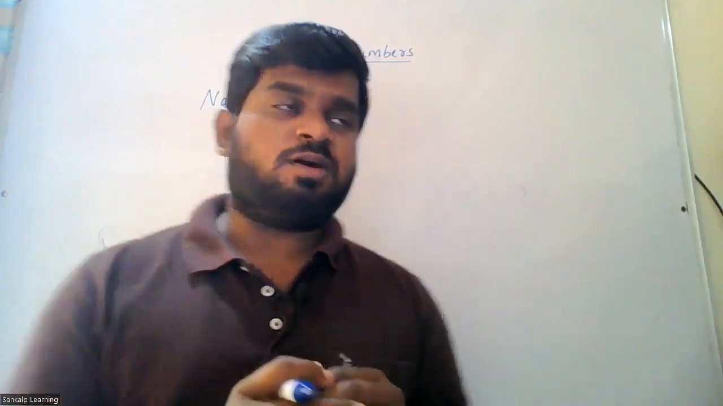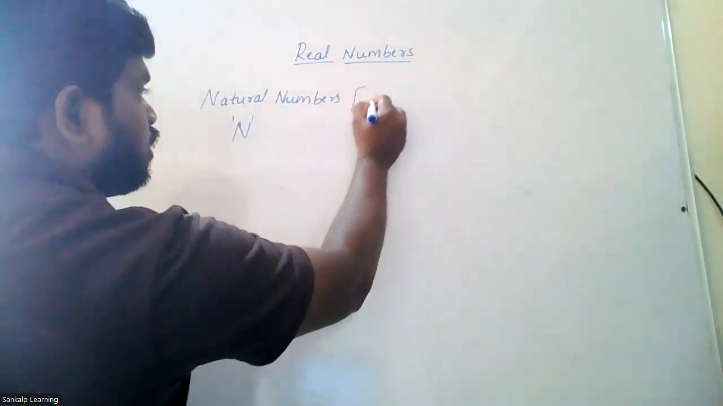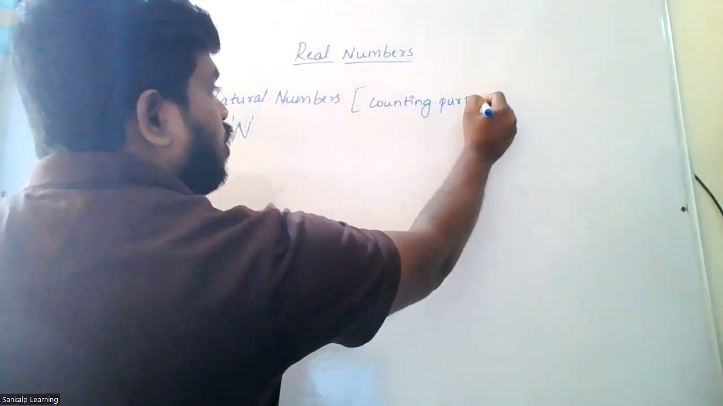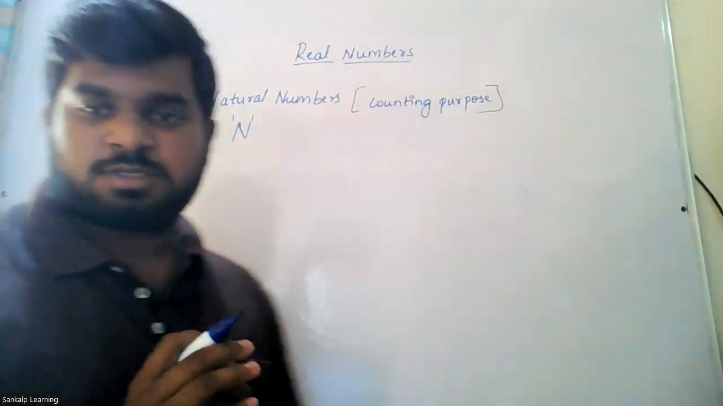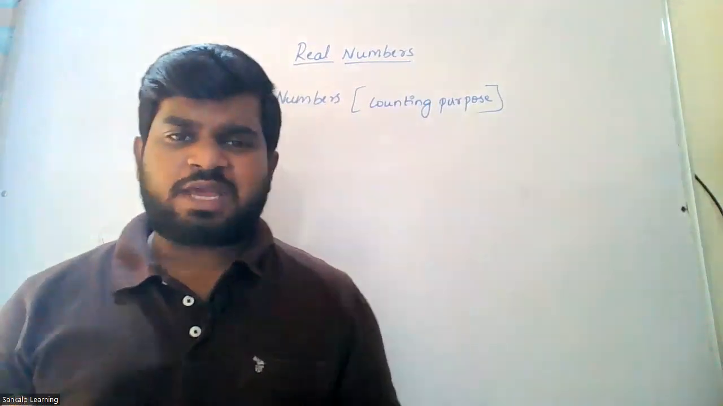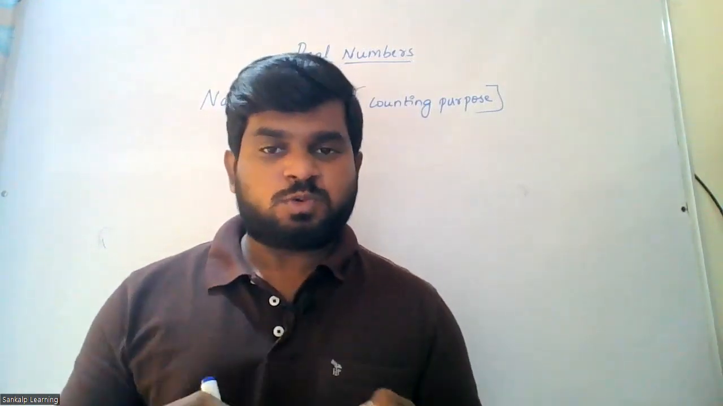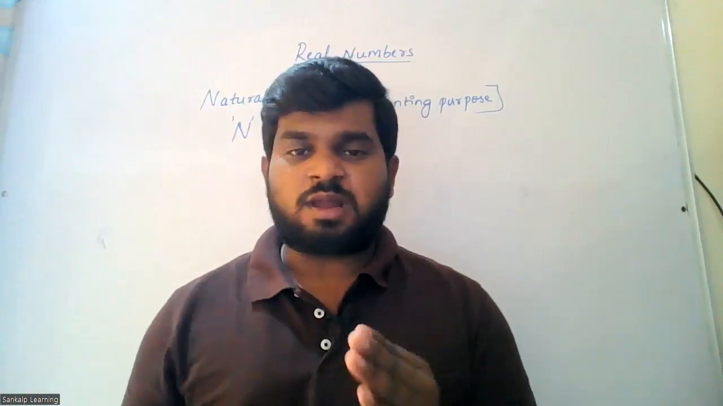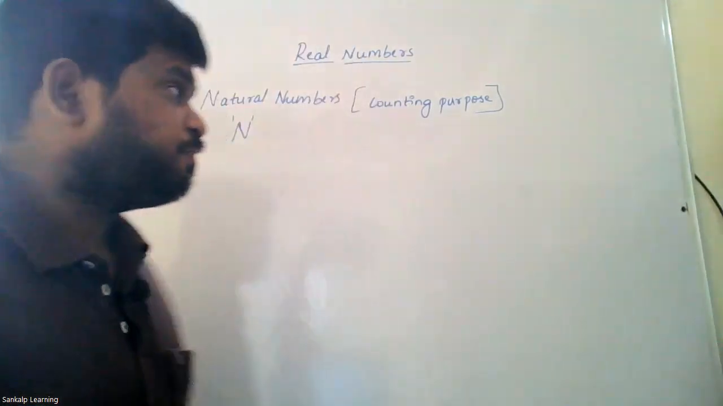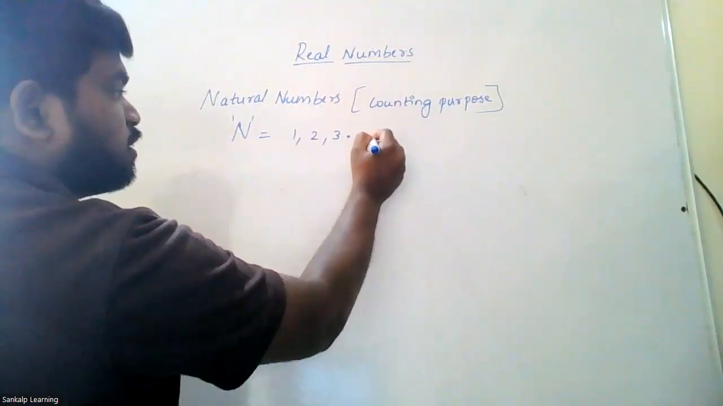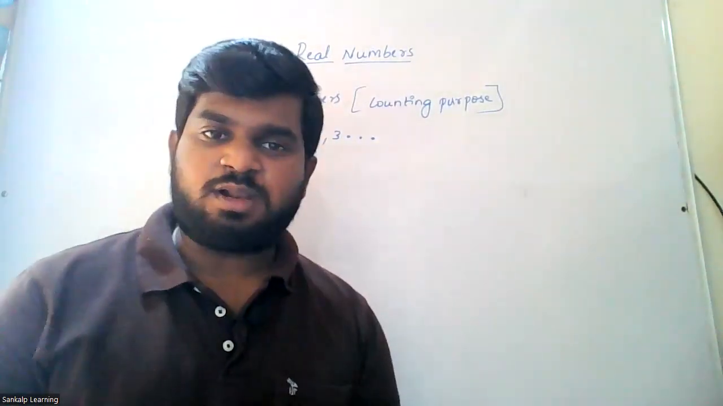Those numbers which are used for counting. That is the important word. Numbers used for counting purpose. Those type of numbers are called natural numbers. How do you count? Suppose I give you some chocolates and ask you to count how many are there. How do you start? You start with 1, 2, 3, 4 and so on, isn't it? That is why we say the numbers which start from 1, but the correct way is the numbers which are used for counting purpose. So we have 1, 2, 3 and it keeps going. Those are natural numbers.